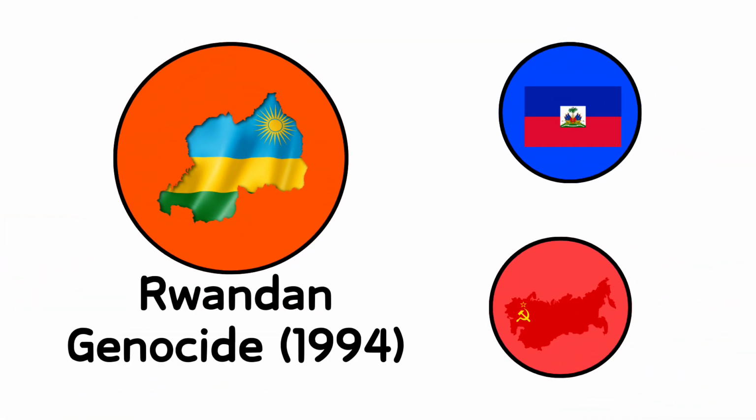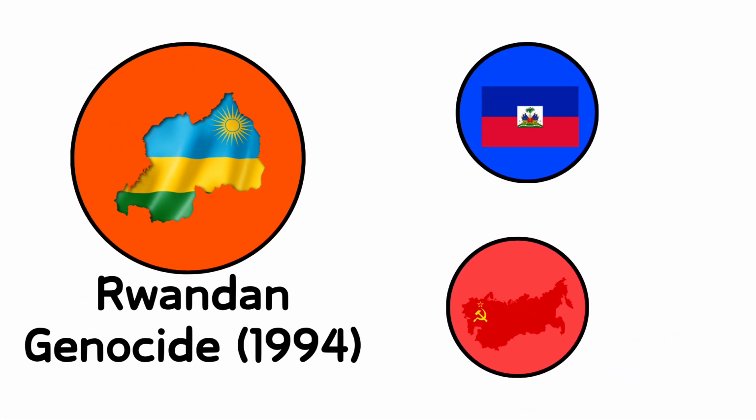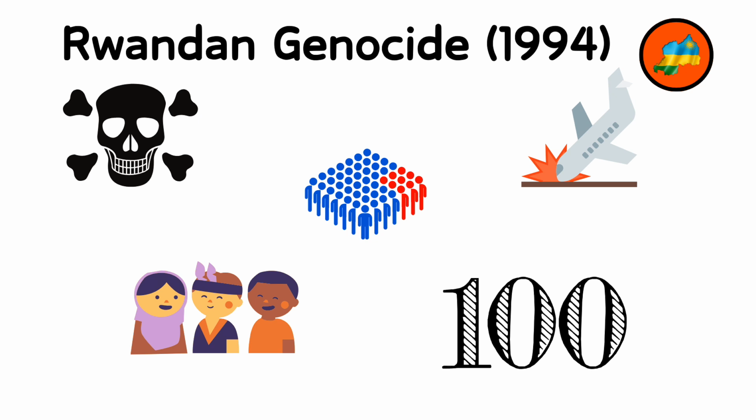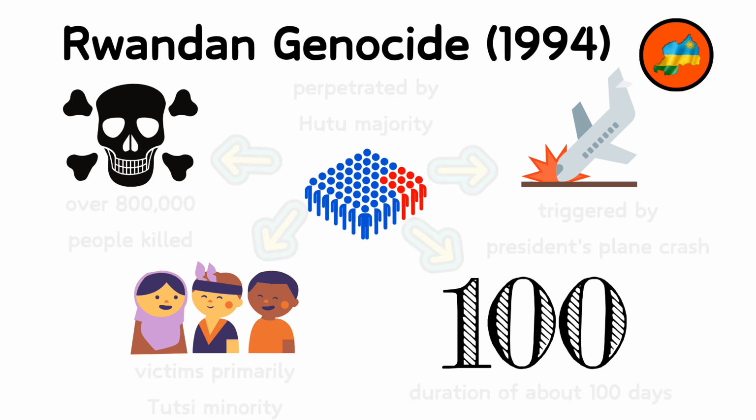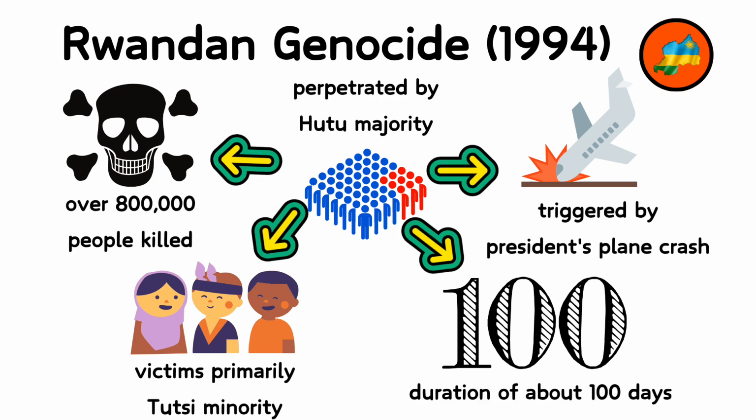Rwandan Genocide, 1994. In 1994, Rwanda experienced a horrific genocide where over 800,000 people, mostly from the Tutsi minority, were brutally massacred by the majority Hutu government and its supporters. The violence erupted after the Rwandan president's plane was shot down, and over just about 100 days, a massive slaughter occurred.